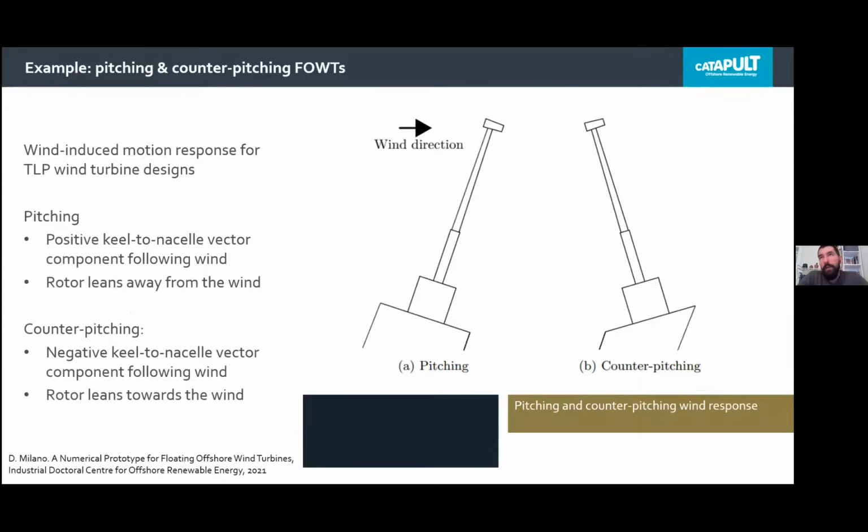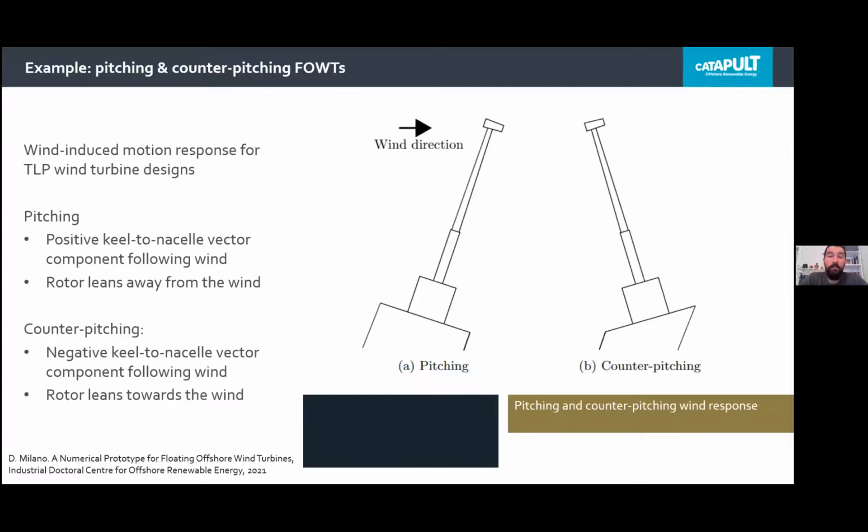During my PhD a few years ago, I looked specifically at TLPs, and I thought I would give you an insight into some of the results. Perhaps not everyone knows that a TLP wind turbine can have a pitching response to wind, or a counter-pitching one, as you can see in the images. A pitching response means that the rotor of the wind turbine will be leaning away from the wind, as intuitively would happen. And this is commonly the case for spar buoys and semi-subs as well.